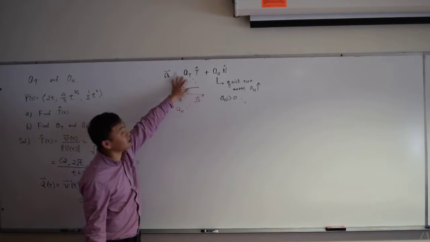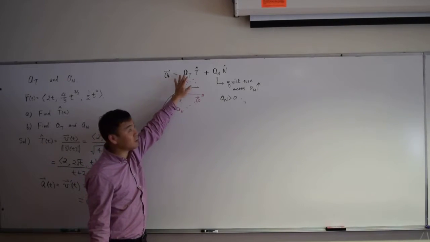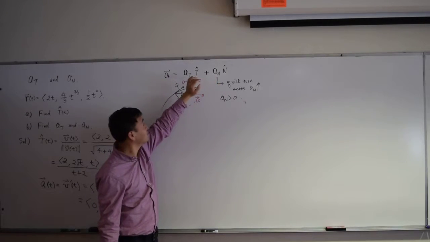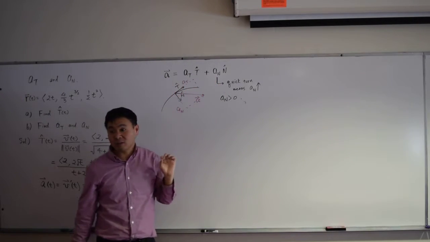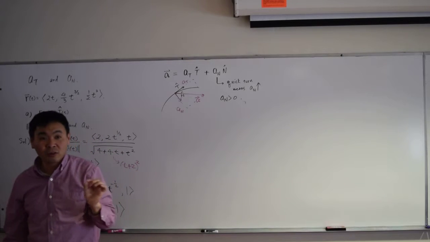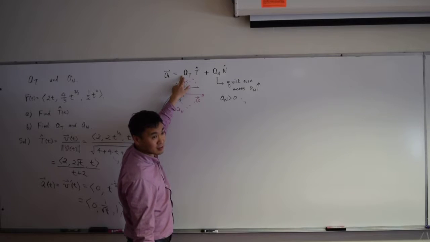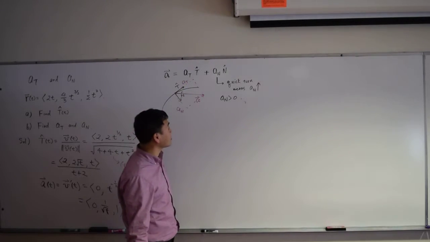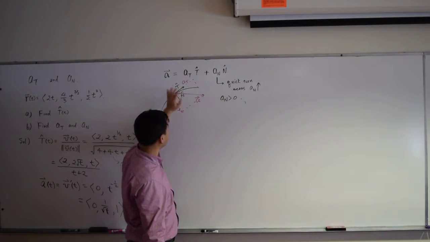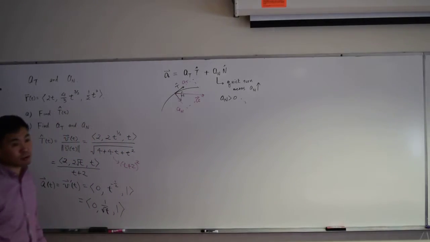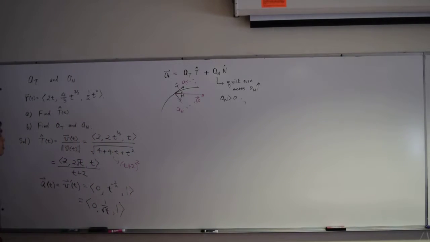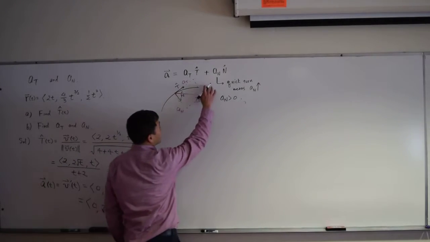If AT is 0, even if AN is non-zero, that means the speed is constant. Okay, so it's only changing its direction if AN is positive and AT is 0. All right, so that's the physical intuition that you should have when you see this thing, that A is equal to AT T plus AN N.